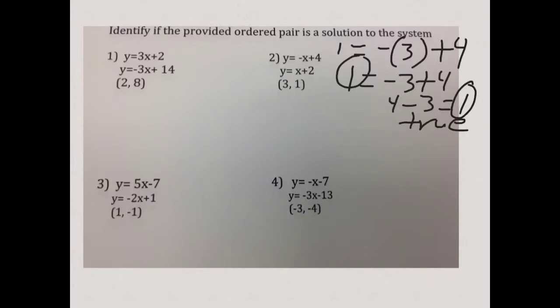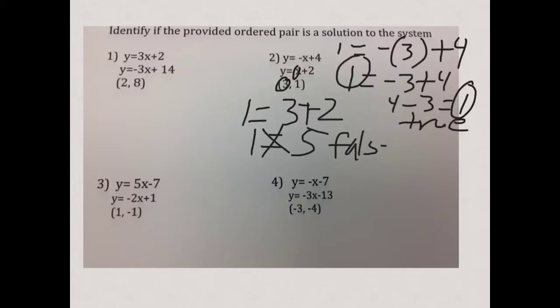Now, the next one is y, which is 1, equal to x, which is 3, plus 2. What's 3 plus 2? 5. Is 1 equal to 5? No. So it's false. As soon as I see that, what do I put? Not a solution. So you're going to do that for each and every one of these problems.